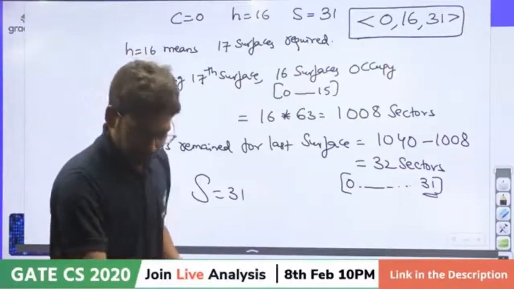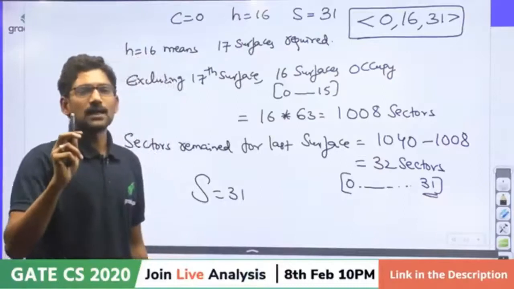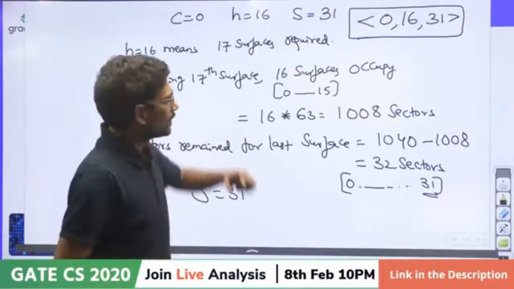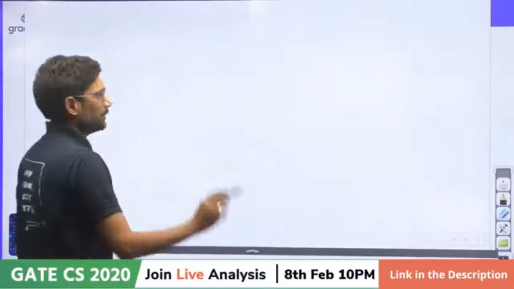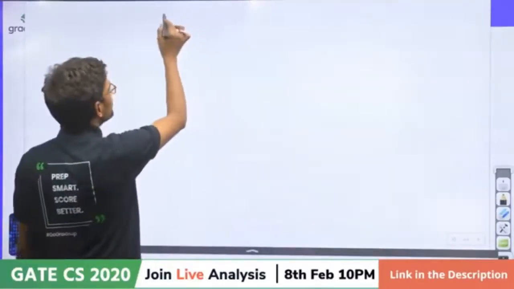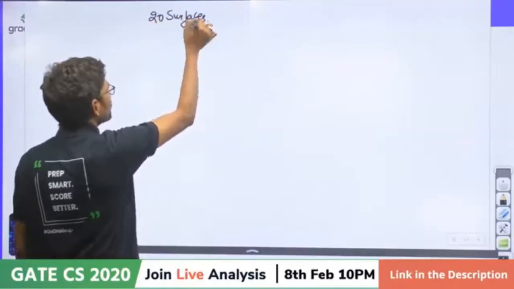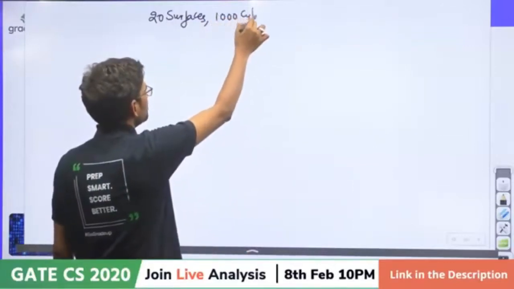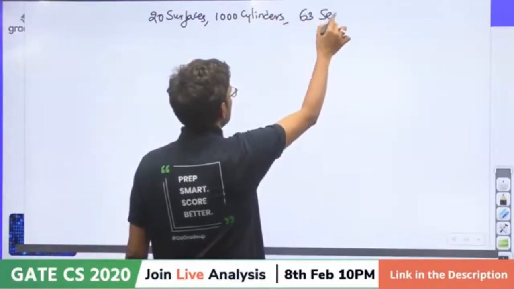Okay. Now let me give you another sector number. I want CHS for it, for the same specifications. Now it's time for you to practice. Same specifications. What? 20 surfaces. Please make a note. 20 surfaces, 1000 cylinders, 63 sectors per track.